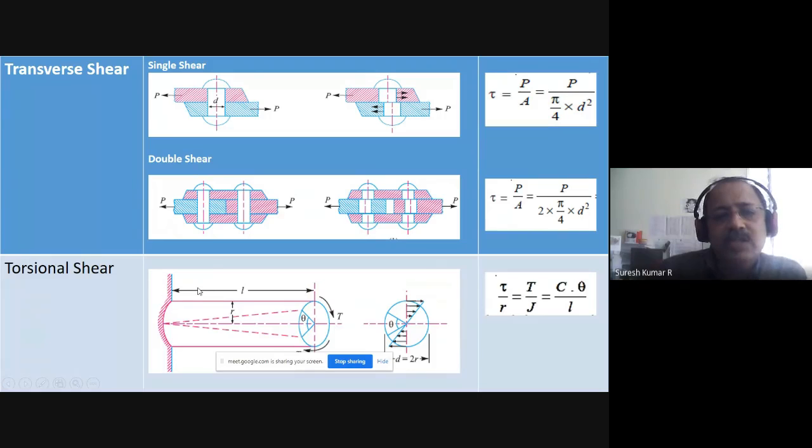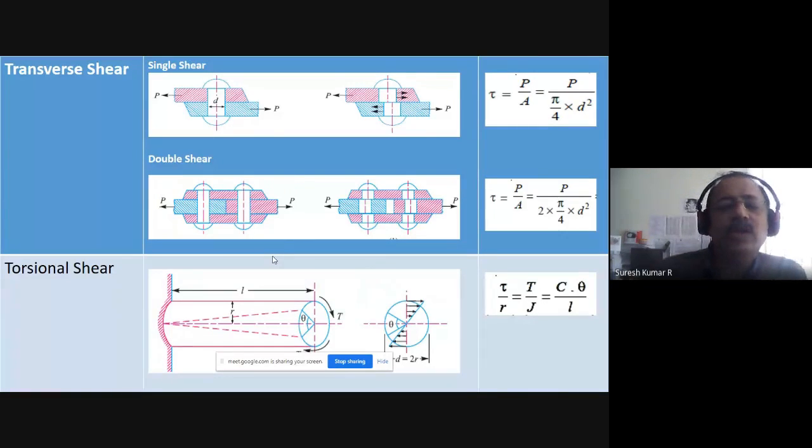Then we have another called torsional shear. An example I can give is opening and closing of the cap of a bottle, right? So we are applying two equal and opposite couples. If we apply two equal and opposite tangential forces, it is called transverse shear.